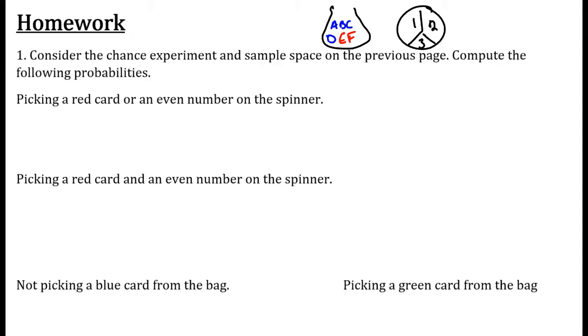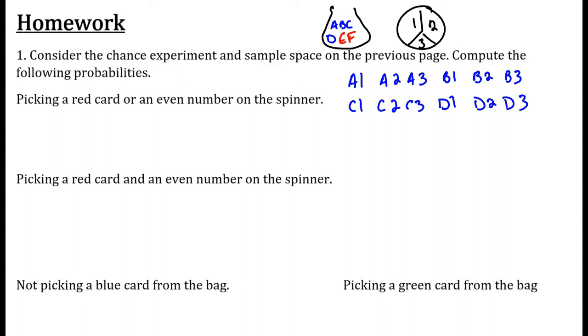So, in class, we made a sample space that modeled this chance experiment. You can get an A1, A2, A3, B1, B2, B3, C1, C2, C3, D1, D2, D3. If I randomly pick something from the bag and I spin a spinner, these are my possible outcomes. I can get an E1, an E2, or an E3, or an F1, an F2, or an F3. So those are my 18 possible outcomes for this chance experiment.